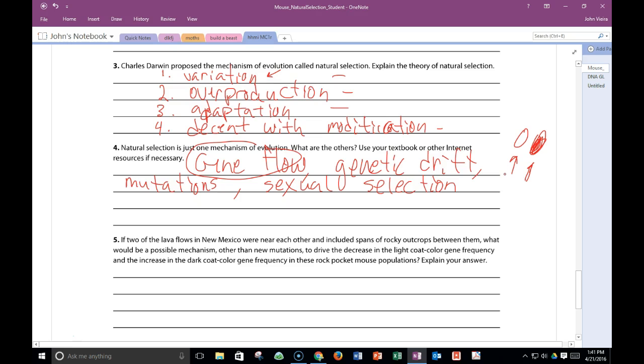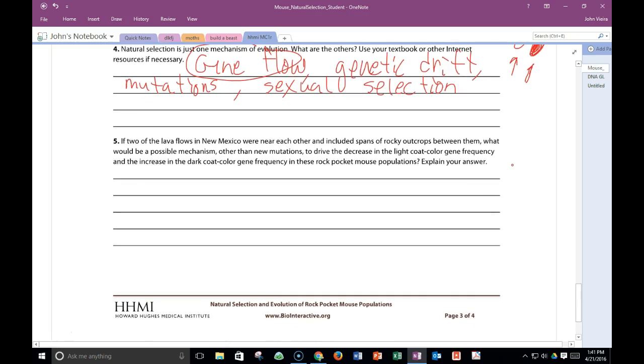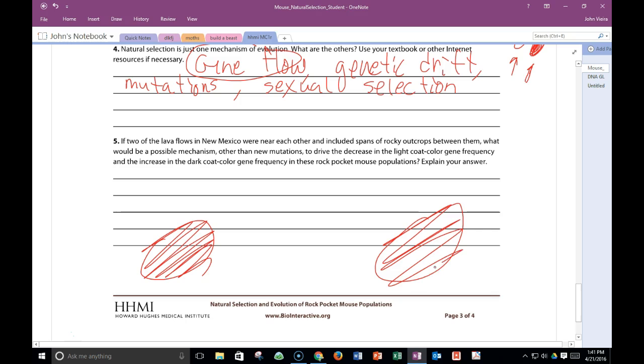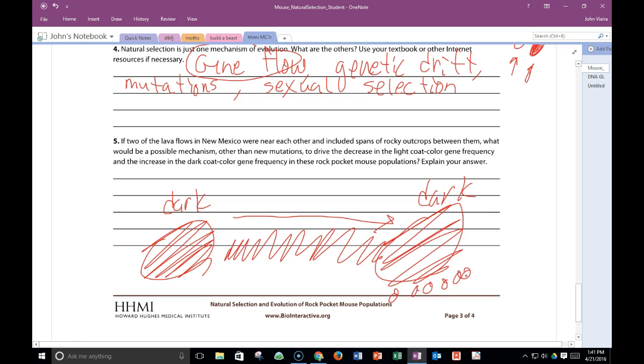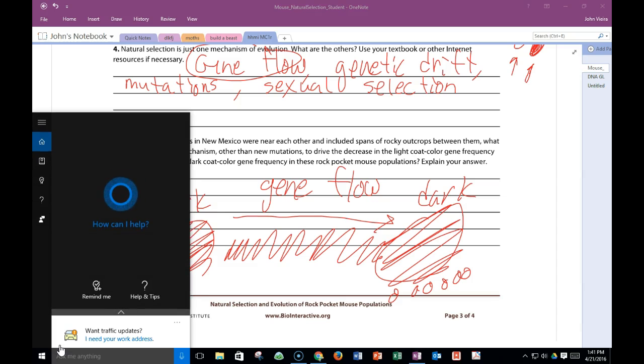So there's going to be a lot of other things that cause evolution that have nothing to do with natural selection. Number five, if you got a dark lava over here, dark lava over here, and a bunch of dark things in between, who's to say that a dark mouse that popped up here didn't migrate its way over here and start to populate a bunch of dark mice on here, right? That's another possible explanation. This is called gene flow, or migration of genes from one population to the next.